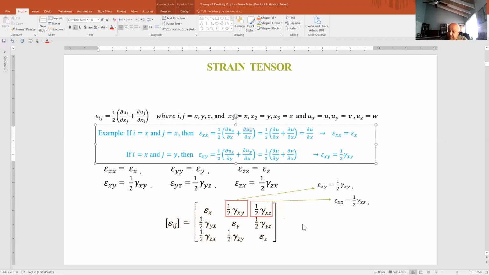So remember, the strain tensor matrix is made by considering epsilon x, epsilon y, epsilon z as before, normal strains as before, but the shear strains are actually 1/2 of the engineering shear strain.